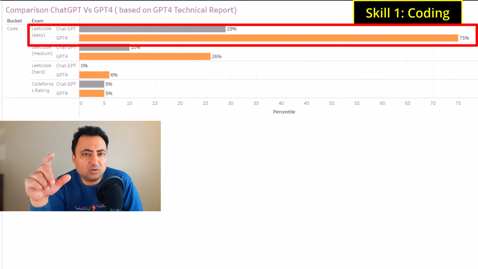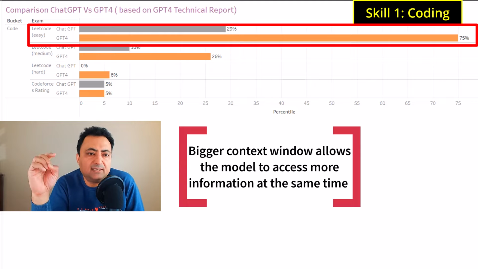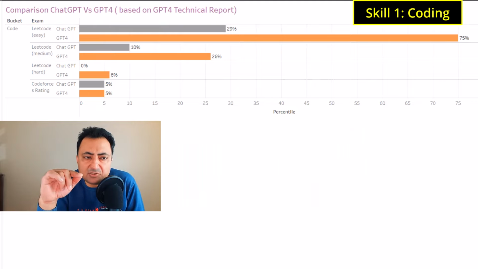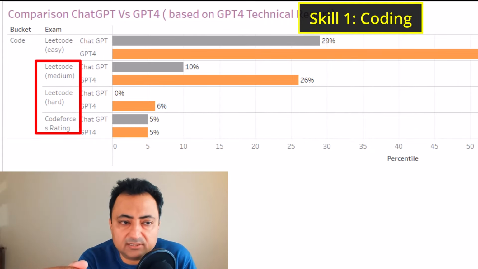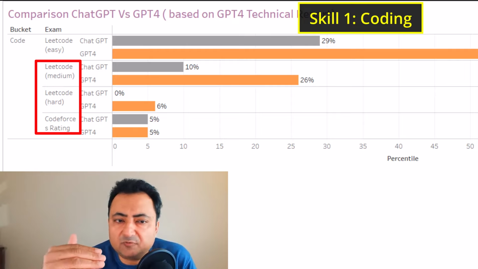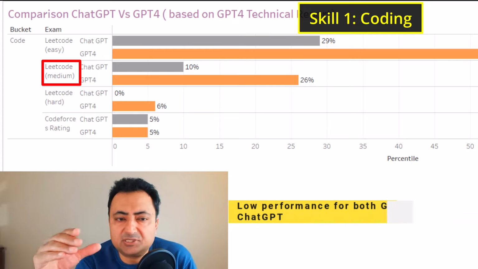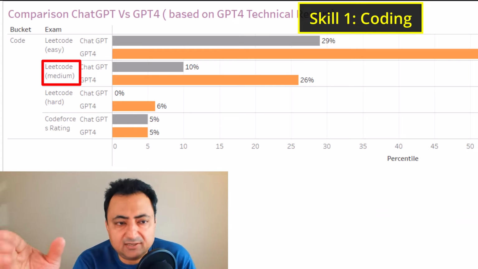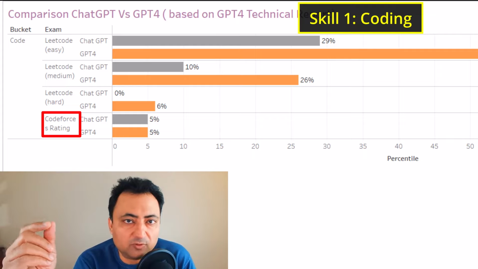And I think this has a lot to do with the context window. Right? As it is able to see more information, it's able to process more, it tends to do much better there. The other thing is that once you move beyond this and you get into the territory of medium to hard to even extra hard, if you just use Codeforces for that, you see that the performance does not jump that much. So if you look at LeetCode medium, the performance just moves from 10 to 26%. For hard, it's just a 6% improvement from 0 to 6%. And for Codeforces, it does not even improve an inch.